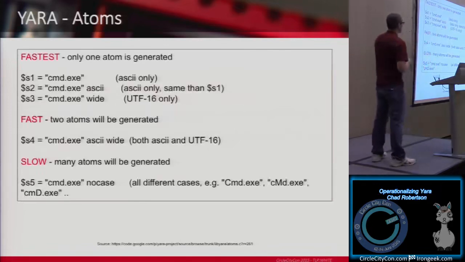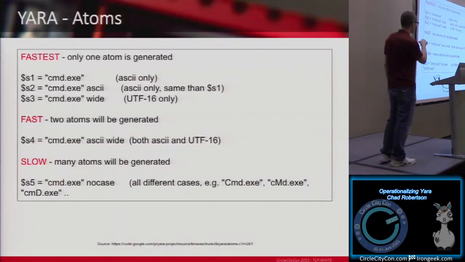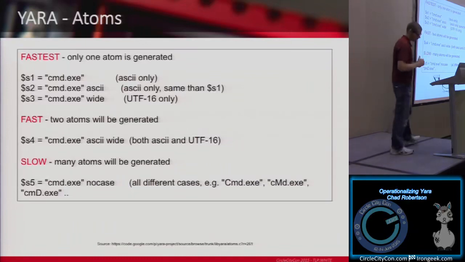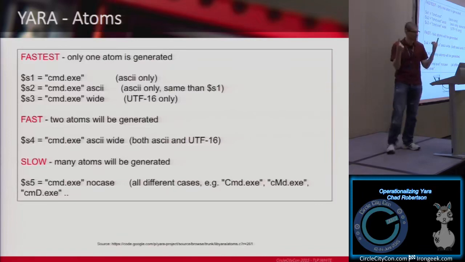Fastest. So YARA offers keywords: ASCII only, wide, as well as nocase. The top three examples are fast because there's only one atom generated for each one. The next two are a little slower, but not slower, it's still fast. Two atoms are generated because you're doing ASCII and wide.